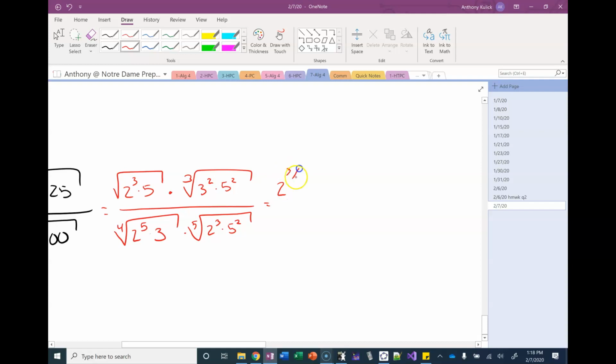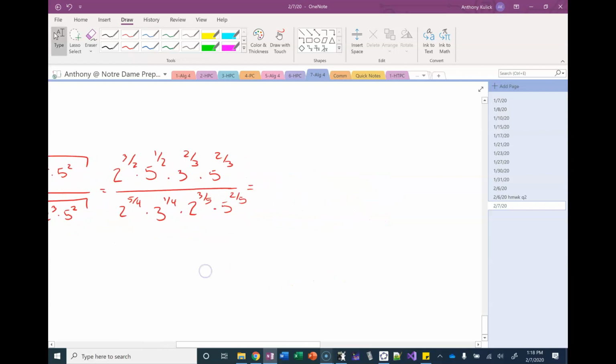So I have 2 to the 3/2 times 5 to the 1/2 times 3 to the 2/3 times 5 to the 2/3 over 2 to the 5/4 times 3 to the 1/4 times 2 to the 3/5 times 5 to the 2/5. Is everybody okay there?